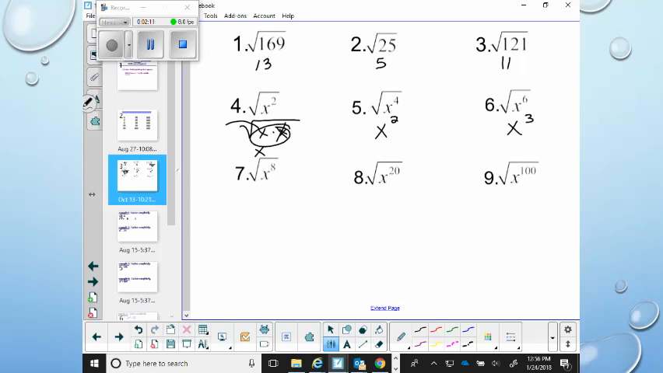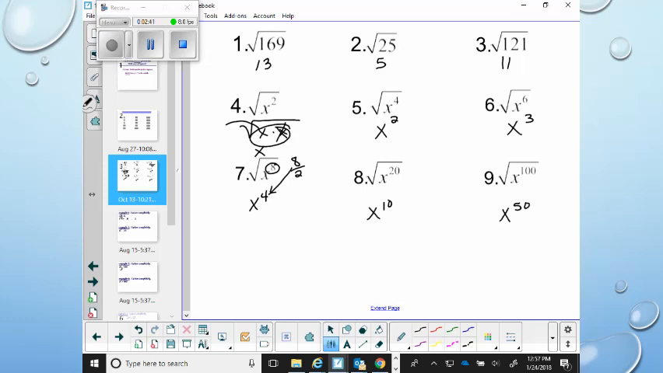Square root of x to the 8th power. What is 8 divided by 2? 4. You're taking this number and dividing it by 2, and that's where we get 4. That one's 10, so it'd be x to the 10th. And when you take the square root, the radical goes away. That one's 50.